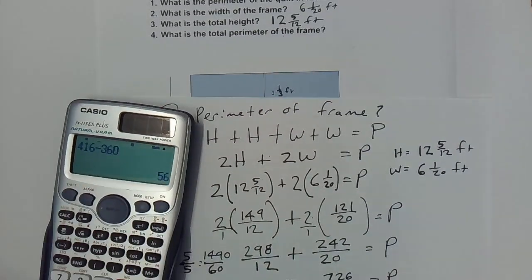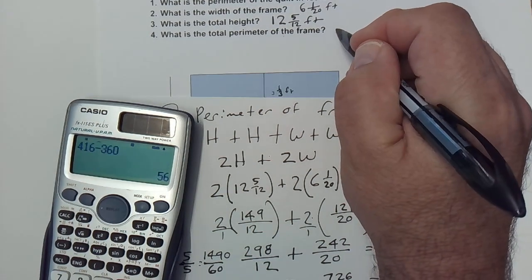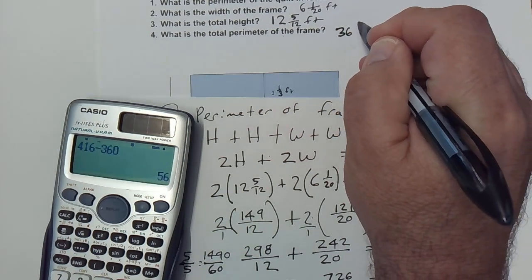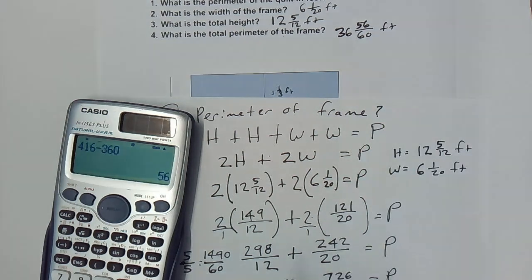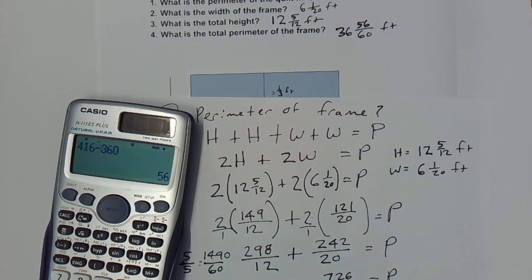So let's go ahead and write that down as our final answer. And that is 36 and 56/60 feet. And that is how you answer this question.